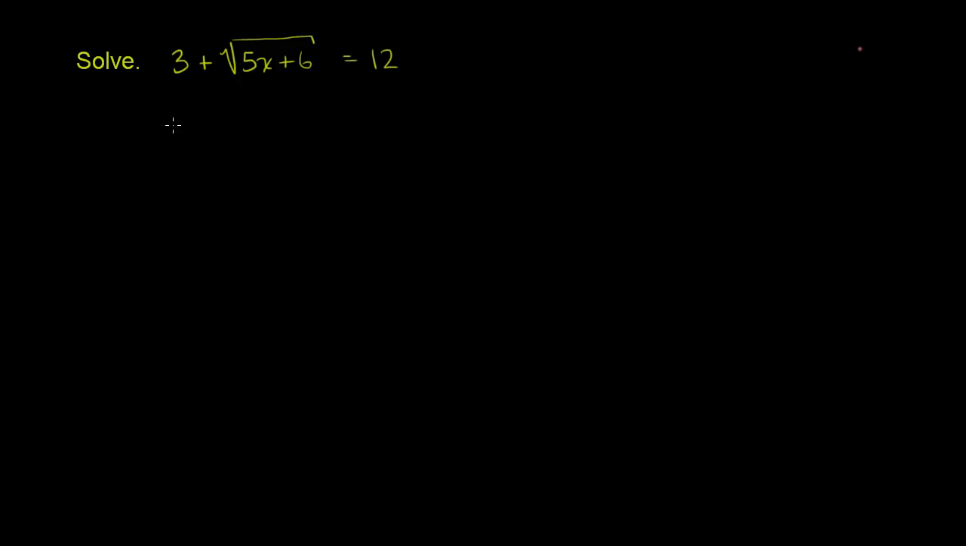We're asked to solve the equation 3 plus the principal square root of 5x plus 6 is equal to 12. And so the general strategy to solve this type of equation is to isolate the radical sign on one side of the equation. And then you can square it to essentially get the radical sign to go away.